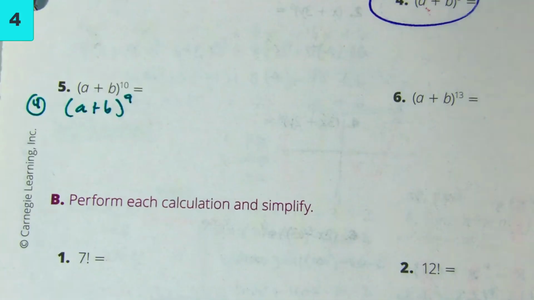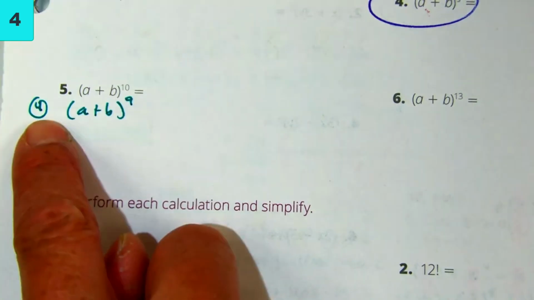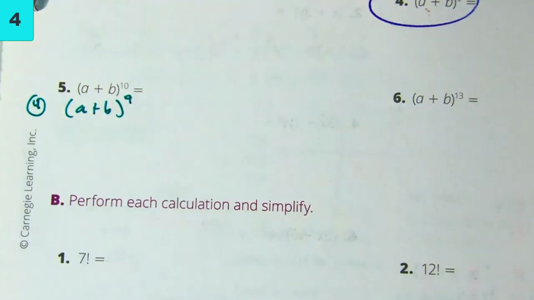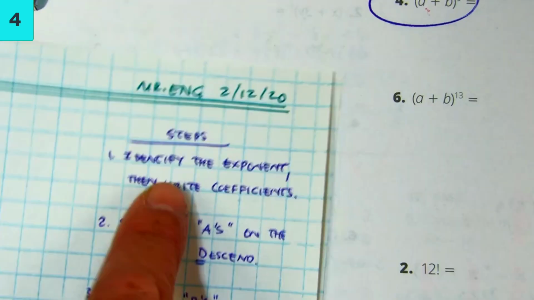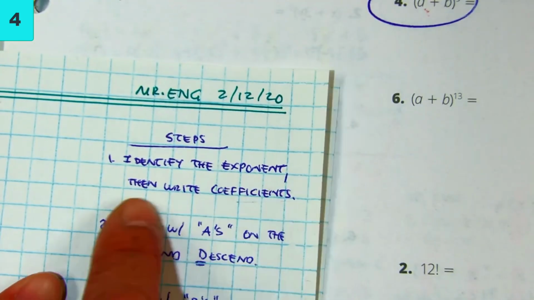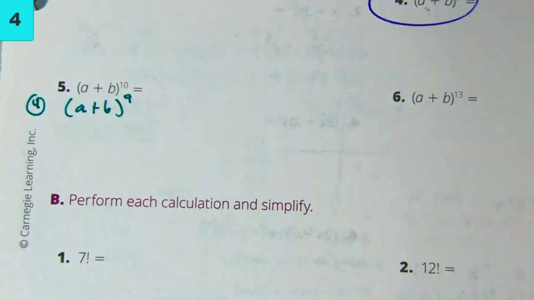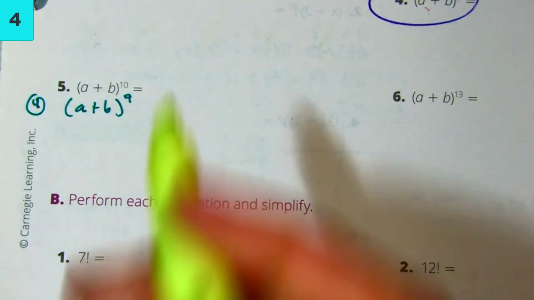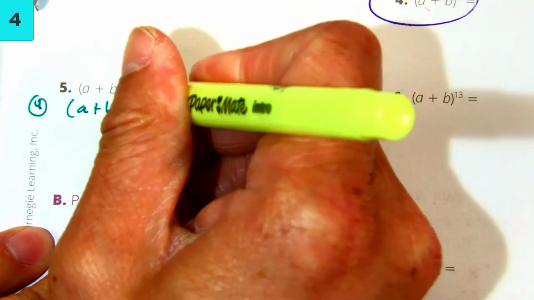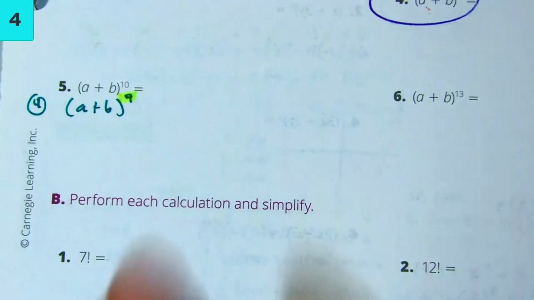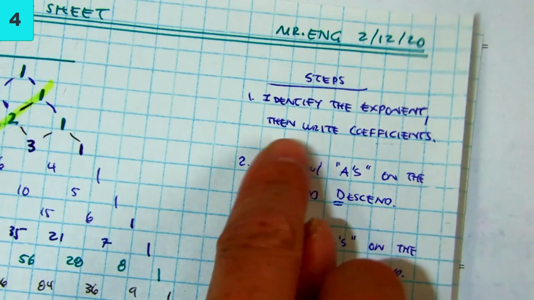Alright, let's do question number 4. You guys just wrote down steps how to expand this. It says, number 1, identify the exponent, then write the coefficients. So put your finger on the exponent. The exponent for number 4 is right here. It's the 9. This 9 is going to tell us to now find the coefficients.